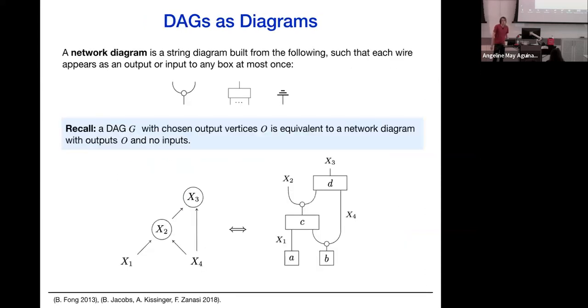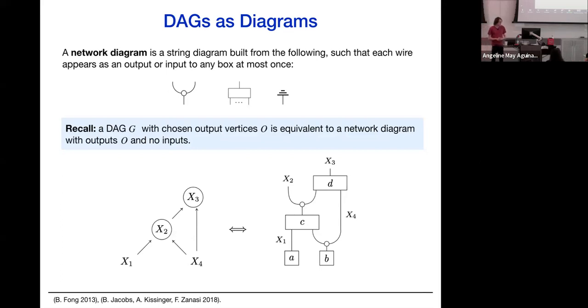So to describe these Bayesian networks, you normally start from a DAG, and just as before, there's a known correspondence between these DAGs and a certain class of string diagrams that we'll call network diagrams. So remember, this just means that it's a string diagram that's built from copying, discarding, and boxes with one output and multiple inputs. Given any one of these DAGs, you can construct an equivalent network diagram, and the only other thing you specify is which of your variables you consider to be outputs. These are like the observed variables in your model, and the rest would be hidden.